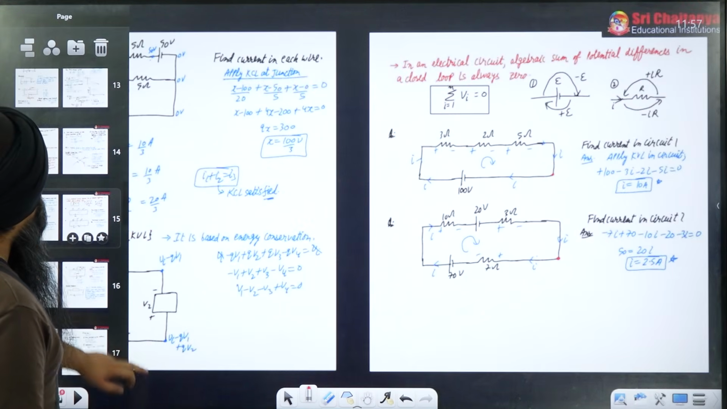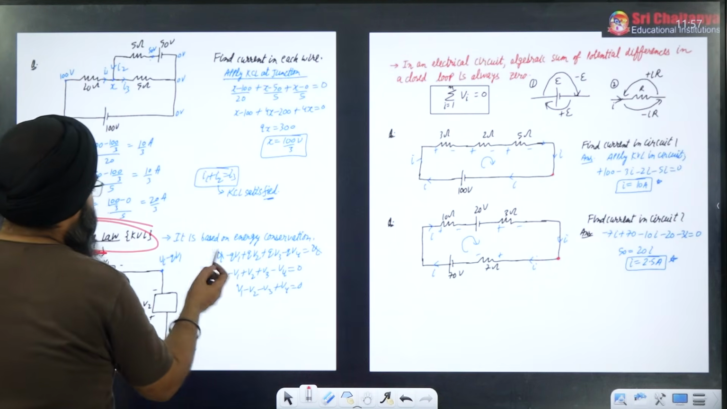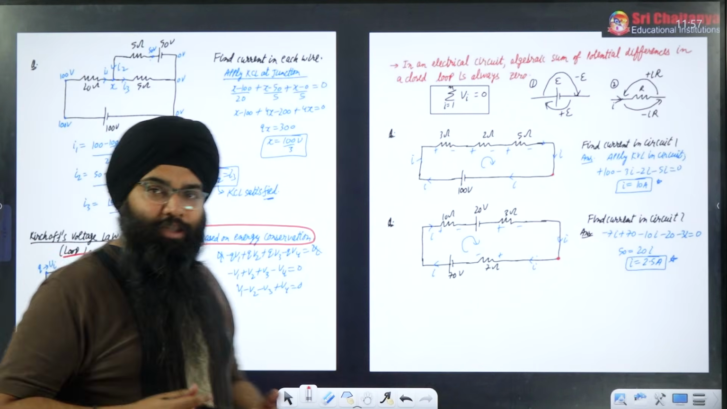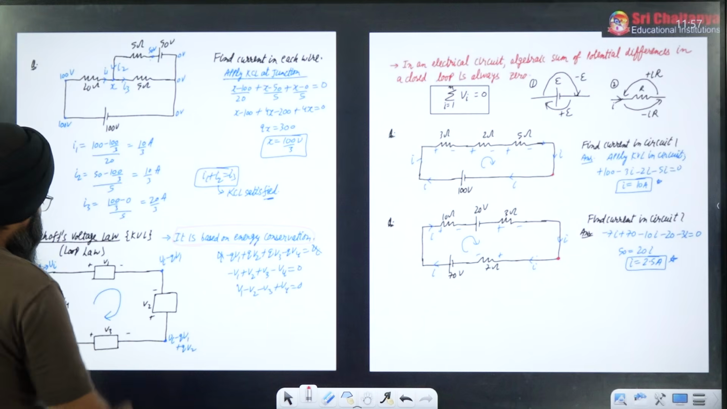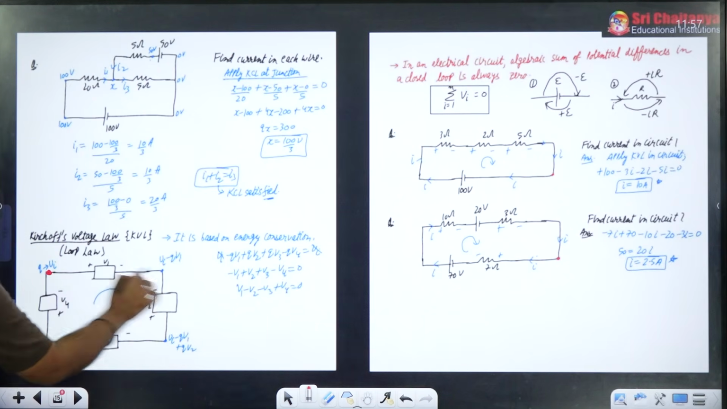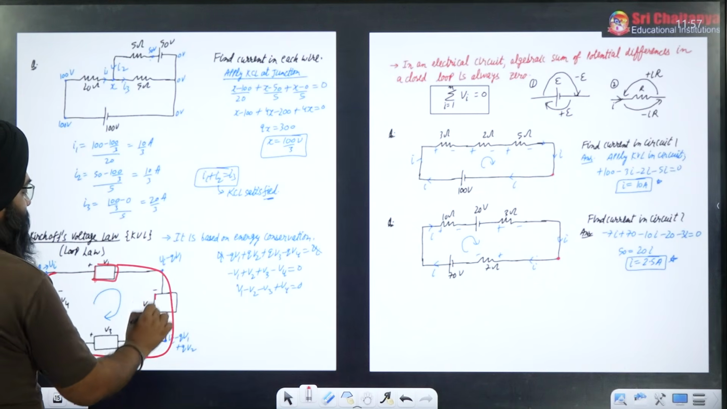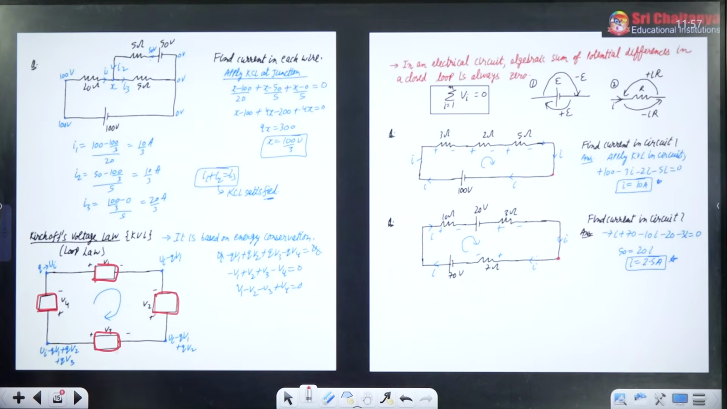And let me tell you about KVL also. Kirchhoff's voltage law is also called the loop law. It is based on the law of conservation of energy. Suppose you have a loop here, and different electrical elements are there in this loop.